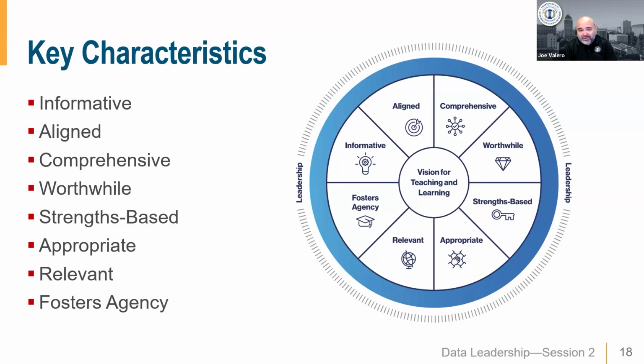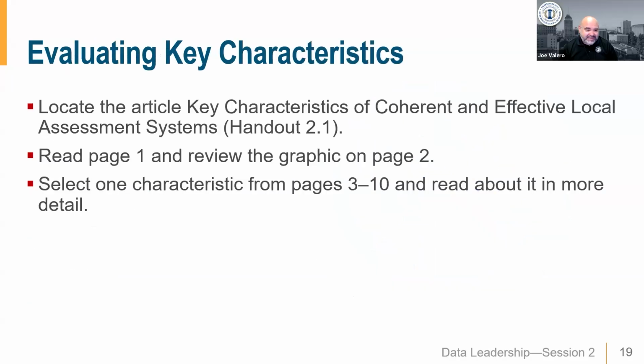And so these characteristics, once again, thinking about our local systems. The characteristics would be: they're informative, they're aligned, they're comprehensive. Ooh, here's a big one. They're worthwhile, strengths-based, appropriate, relevant, and fosters agency. Each of these characteristics offers a lens through which we can evaluate and improve our own systems. And so let's take a closer look at these.